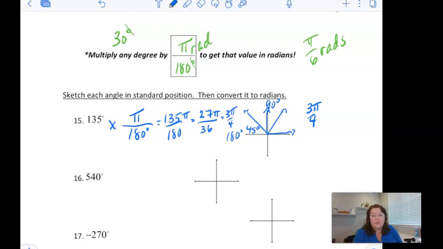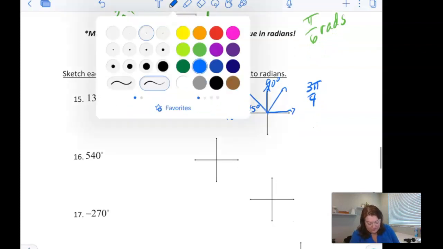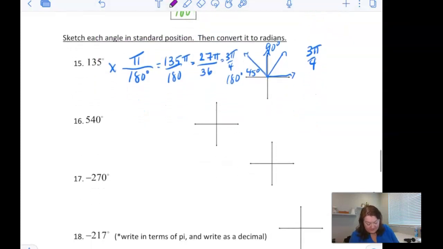All right, in order to do the visual way, you have to know how much a slice is and then figure out how many slices fit into 1 pi or 2 pi. All right, let's try that again. So in number 16, we've got 540. So the mathy way is just to make sure your degrees are down here, your radians are up here, so your degree symbols cancel. So I'm going to be working on reducing 540 over 180.